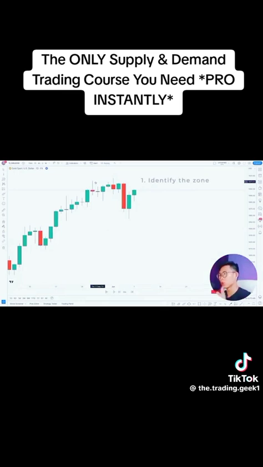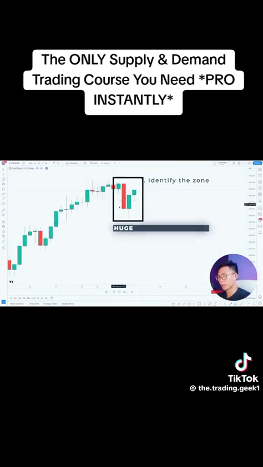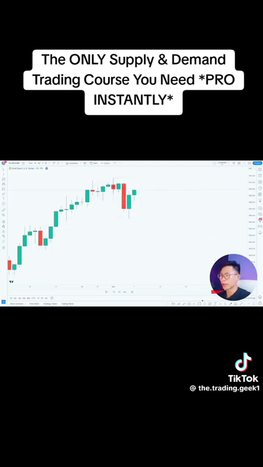First things first, you want to identify the zone. Over here, this is a rally, base, drop. Somewhere over here, there's a huge selling momentum, right? So we know that there's a supply zone right here. We can identify this by drawing, at the previous candle before this huge move down, a supply zone right here. So this is our supply zone.